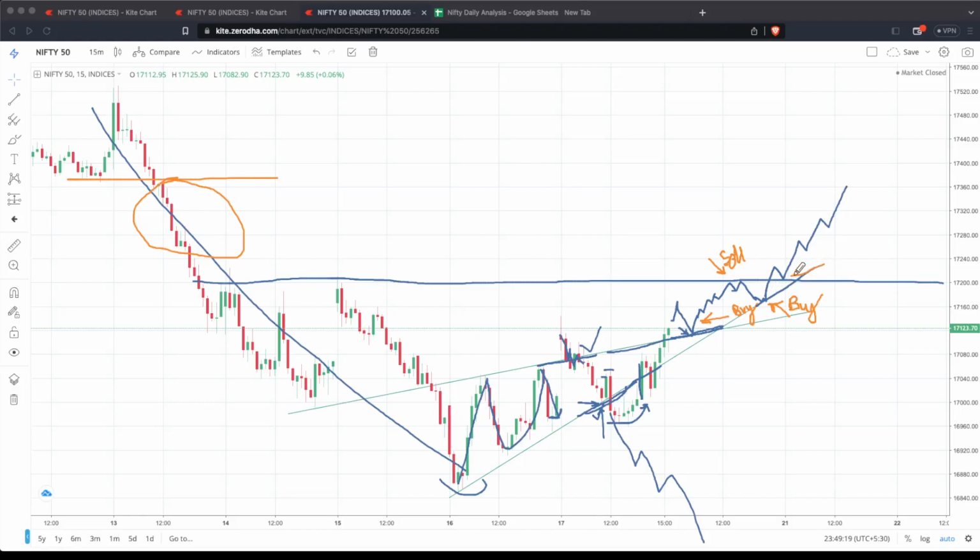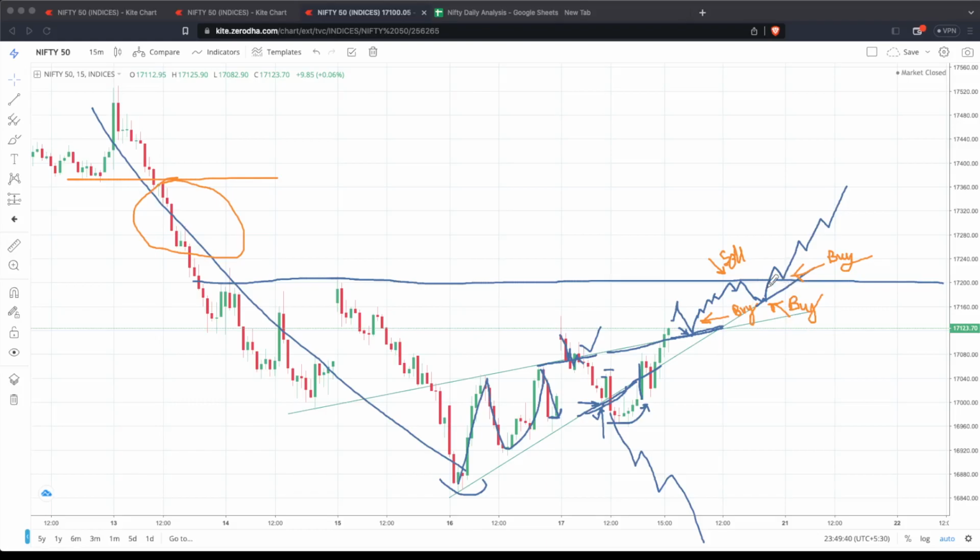So if it breaks the 17,200 at this point, you can add the buys. But whatever the case, whenever you buy, or whenever you go long in a bear market, always trail your profits with a stop loss, because you never know when it can take a U-turn and wipe out your profits like that.